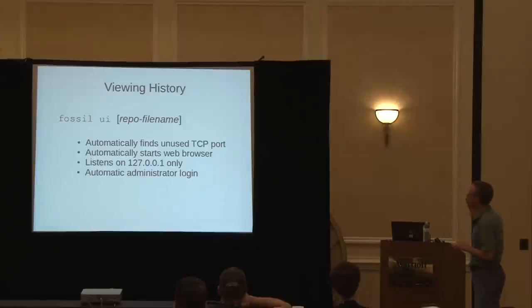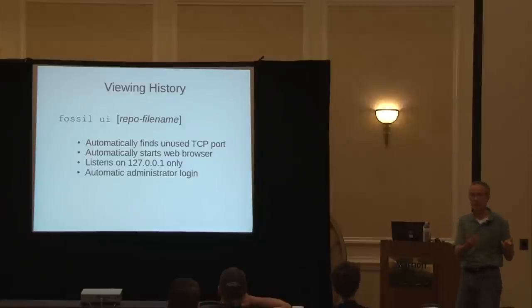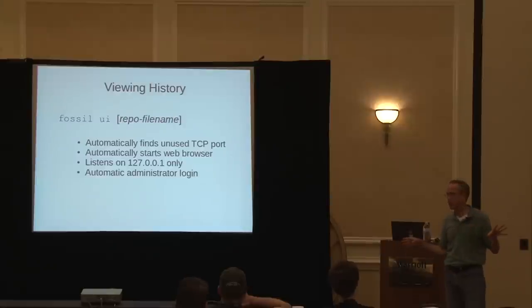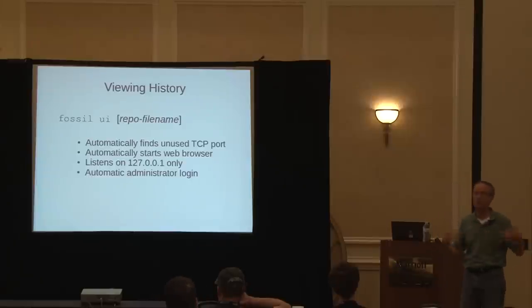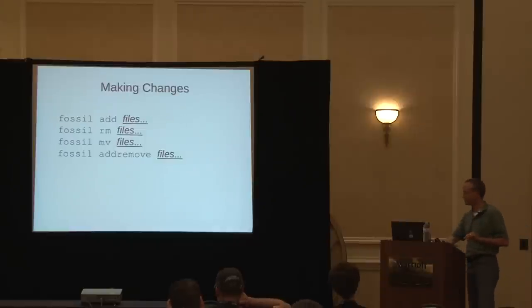It binds only to the loopback address, so I don't have to worry about other people coming in. And it automatically gives me an administrator login. Now, Fossil also has fossil serve, like you can with Mercurial, and in that case, it binds to all IP addresses. But then it doesn't disable the logins, and so people have to give a password. So you do fossil serve if you want to run a server for ad hoc sharing.